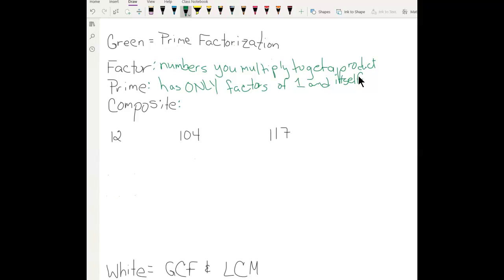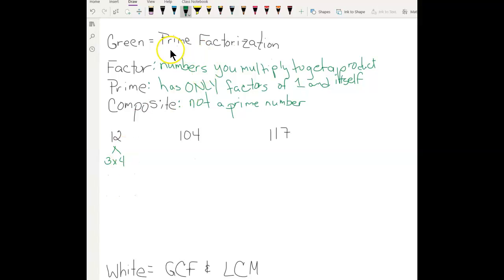So, composite is anything that's not a prime number. All right? So if you remember prime, you're good to go, because if it's not prime, then it's the other one. You don't even have to really remember the word composite. If it's not prime, it's the other word. All right, so let's give you an example. When we factor 12, we want to know what times what is 12. Well, 3 times 4 is 12, right?